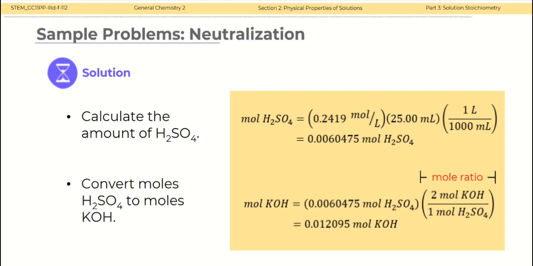Calculate the amount of sulfuric acid by multiplying the molarity and volume of sulfuric acid solution. The answer is 0.0060475 moles sulfuric acid. Next, convert moles sulfuric acid to moles potassium hydroxide using the mole ratio. Based on the balanced chemical equation, 2 moles of potassium hydroxide reacts for every 1 mole sulfuric acid. Thus, the moles potassium hydroxide equals 0.01207.